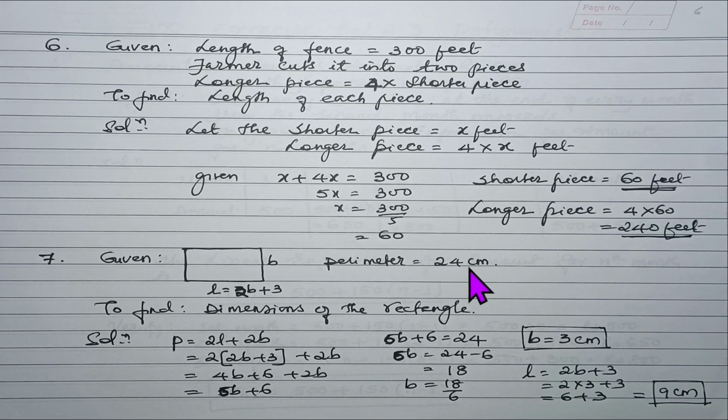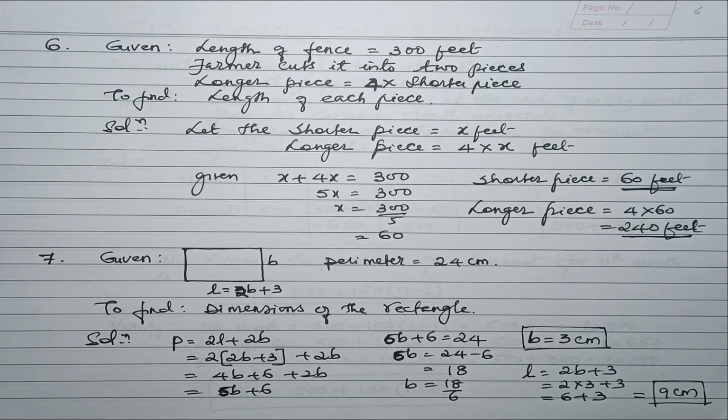Now we have been given the perimeter here, and we have to find the dimensions. Let us see how we can do it. We know that the perimeter of the rectangle is 12 plus 2b. Now L is 2b plus 3 and b is as it is. So it is 2 into L plus 2b, which becomes 2 in the bracket 2b plus 3 plus 2b. When I simplify it, I get b as 18 by 6, and b is 3 centimeters. And if I know b as 3 centimeters, the length will definitely be 2 into 3 plus 3, that is 6 plus 3, that is 9 centimeters. So that is how this example is solved.